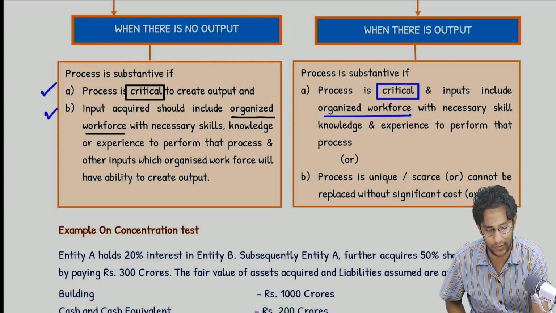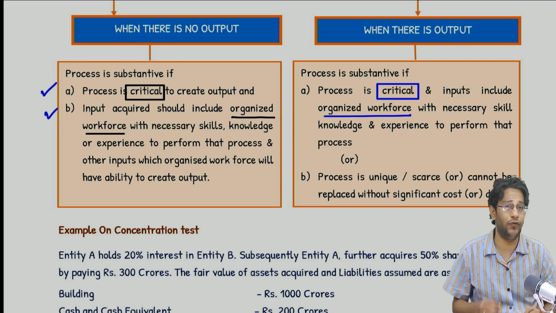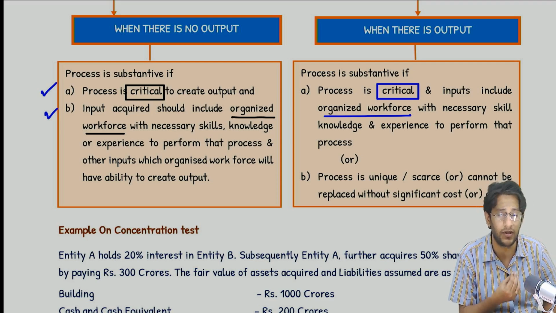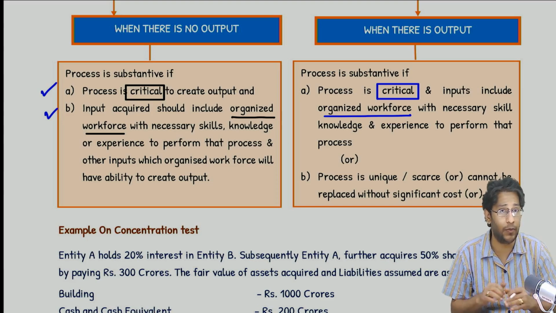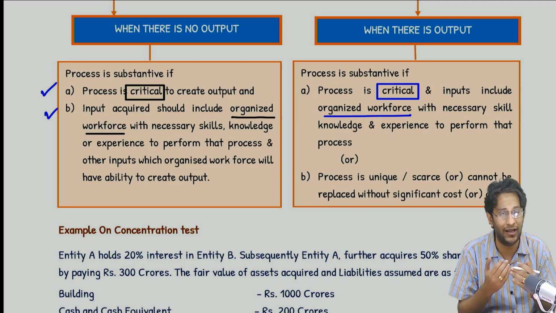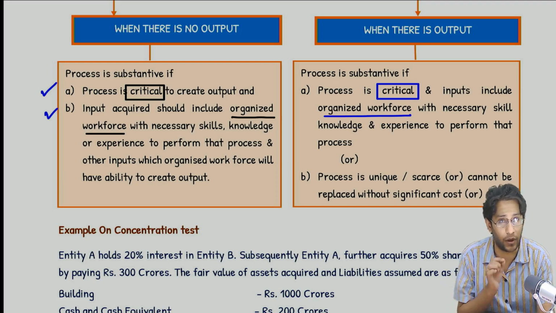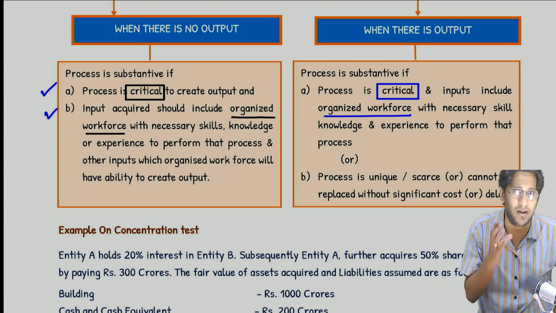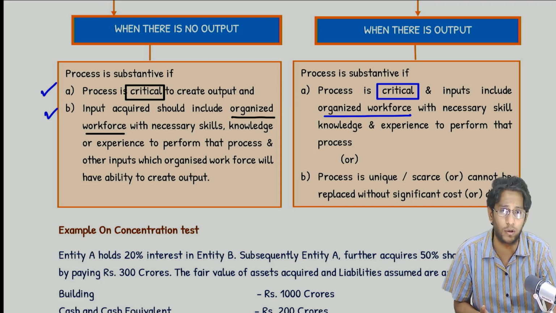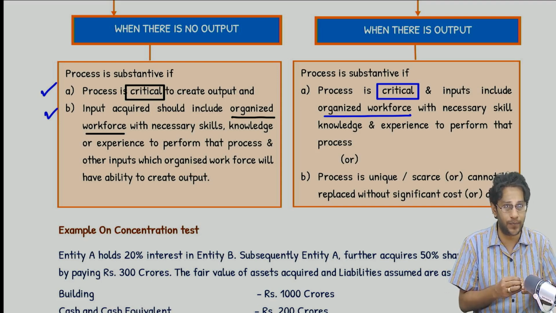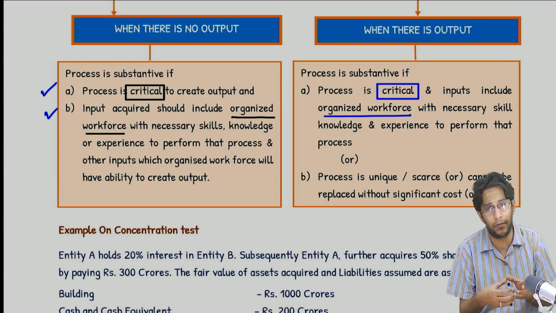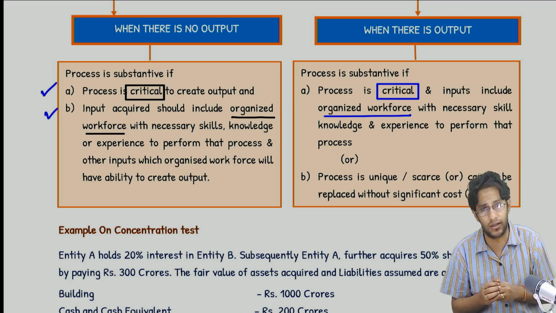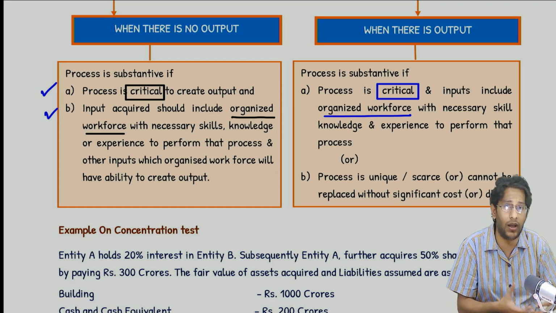Now coming to this case, because there is an output, the standard says that if you are taking over an important process and you say that I don't want to take over organized workforce, the standard says okay. But because you are already generating output, I'll give you an exemption here. But the process you are acquiring should be unique or scarce. That means it is such a secret ingredient or secret kind of process you are taking over, for which the process itself is the critical or the most unique process. For that, organized skilled workforce is not necessary. You can manage this with your own employees also.